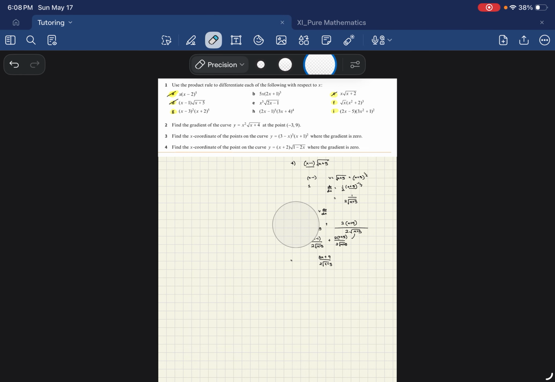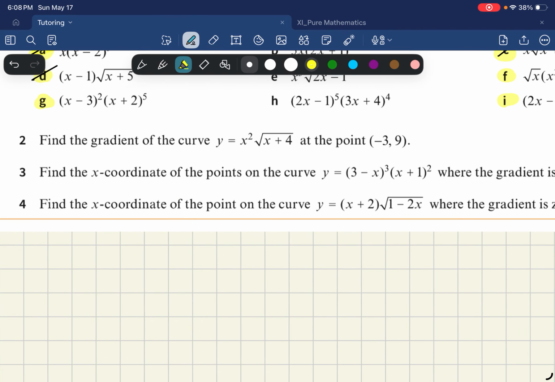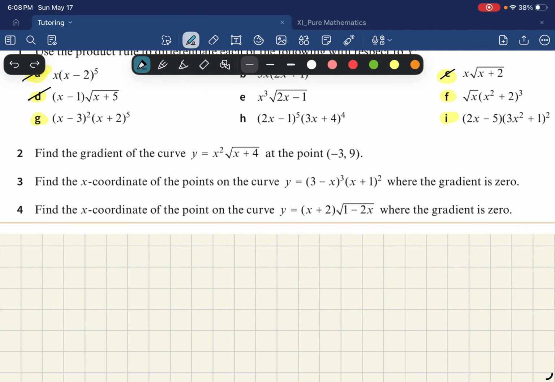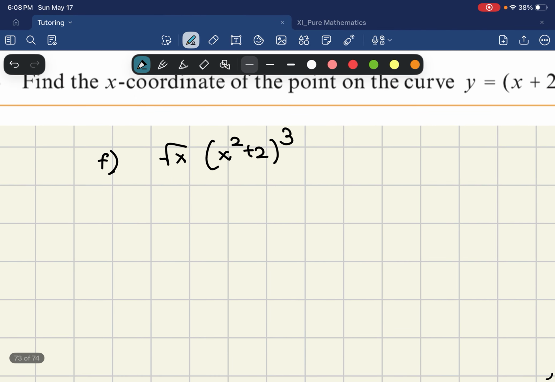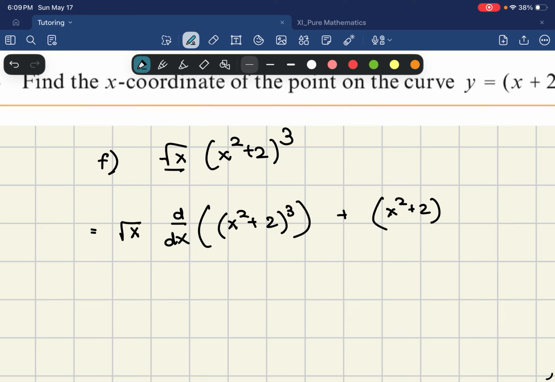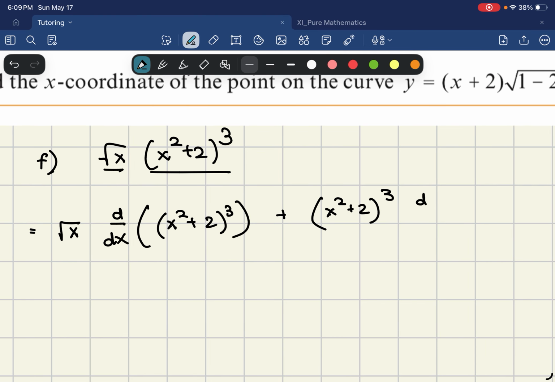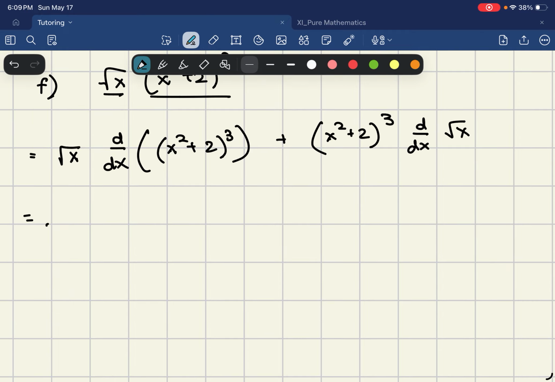Let me erase everything so I have more space. So F. Sorry about that. F, I have square root of x times (x squared plus 2) to the power 3. So this is more tricky, but still nonetheless very easy. So d by dx of this expression is going to be, you keep your first function, u, times d by dx of v, (x squared plus 2) to the power 3, plus you keep your second function, v, and then you take d by dx of the square root of x, v du by dx. Alright, so you have square root of x.